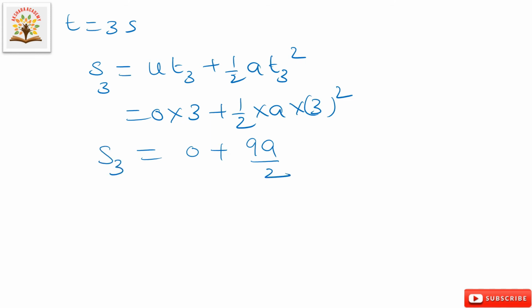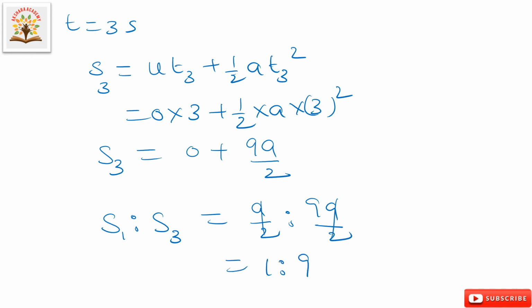So now we are calculating the ratio of S1 to S3, that is a by 2 to 9a by 2. A by 2 gets cancelled, that is 1 to 9. So therefore S1 to S3 is equal to 1:9. Okay, this is the final answer. Okay, next we will go to the next question.